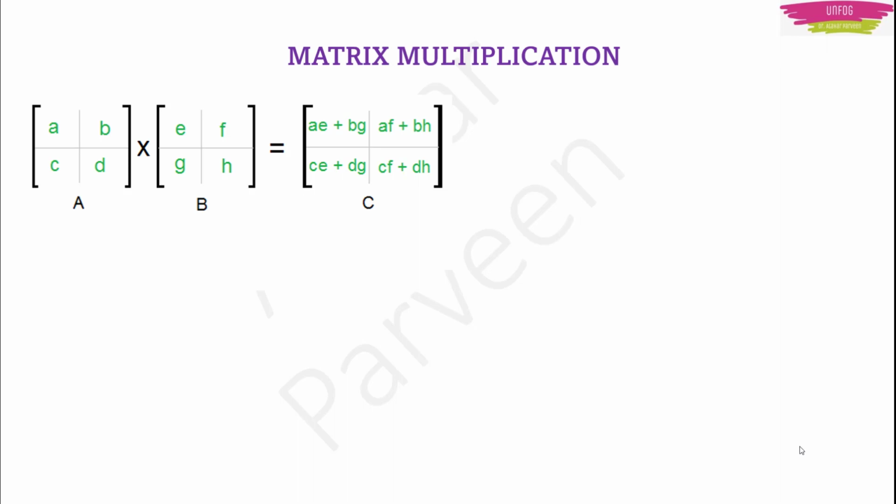How you do it? You first multiply AE, then you add it with BG. That is your first place. And again in the second place, AF plus BH. Then again you come into the second row, first column, CE plus DG. Again the second column and second row, the corner number, you first multiply C with F, CF plus DH.